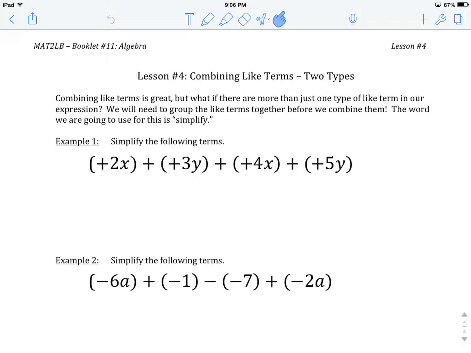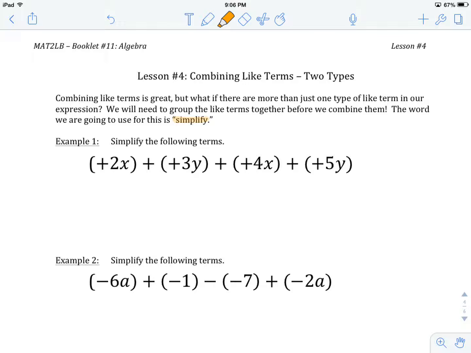But what we did in the last lesson, there was only one set of like terms. What if there are more? We're going to do that today, and we call that simplifying. So that's the little bit of terminology we're going to tackle today. Simplifying means gathering all of the like terms together in their lowest possible number. So let's start with example number 1.